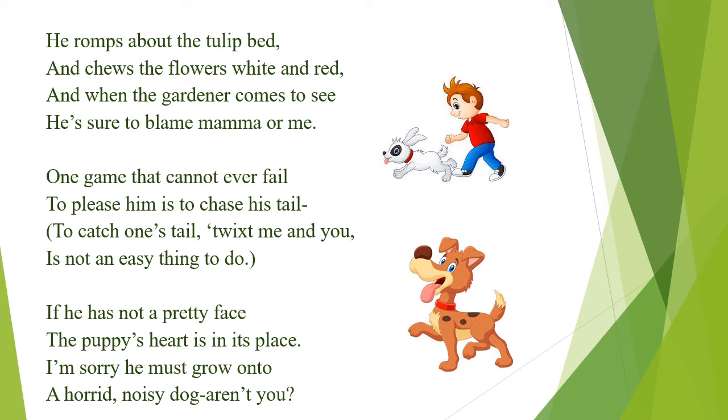Very good. Now here in this stanza, the poet continues to talk about the dog. He said, when they take the dog out for a walk in the garden, he would romp about the tulip bed. Romp. We already know the meaning of romp, which was play roughly and noisily. Yes, he would play roughly and noisily around the flowers and he would chew them. And when the gardener comes to see, he is sure to blame Mama or me. And if the gardener comes to check on his flowers and sees the destroyed flowers, the gardener will blame the poet or his mother.